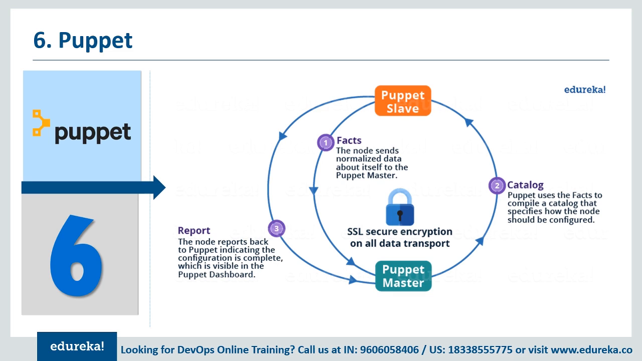Once the information has been received by the Puppet master, Puppet will use the facts that have been shared by the slave to specify how it should be configured. And once the entire configuration has been done, the report of that configuration will be sent back to the master as a part of the slave and master layout followed by Puppet.